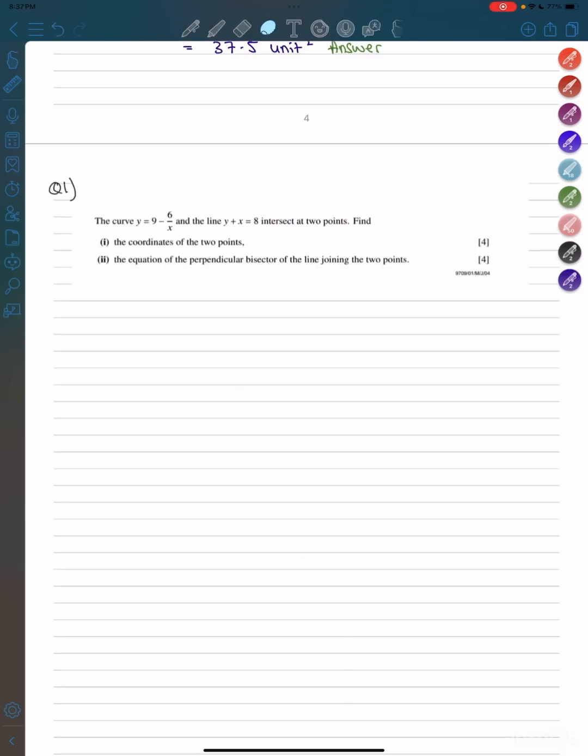So the first question reads, the curve y equals 9 minus 6 over x and the line y plus x equals 8 intersect at 2 points. Whenever they mention the word intersect, you're supposed to put these two equations equal to each other. That's how you find the exact coordinates where they intersect each other. So I'm going to make y the subject for both the equations because it's a little easier right now. Sometimes you can also make x the subject, but it really depends on the question.